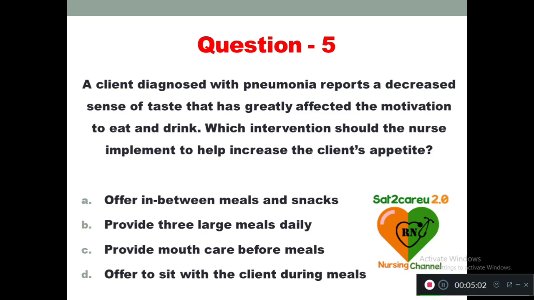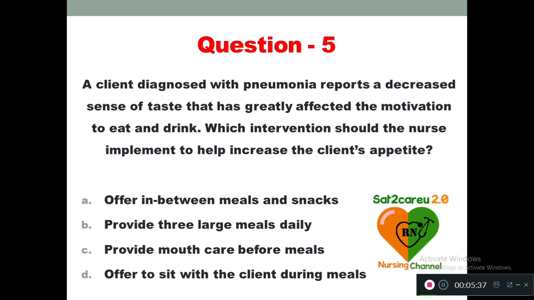A client diagnosed with pneumonia reports a decreased sense of taste that has greatly affected the motivation to eat and drink. Which intervention should the nurse implement to help increase the client's appetite? Option A, offer in-between meals and snacks. B, provide 3 large meals daily. Option C, provide mouth care before meals. Option D, offer to sit with the client during meals.